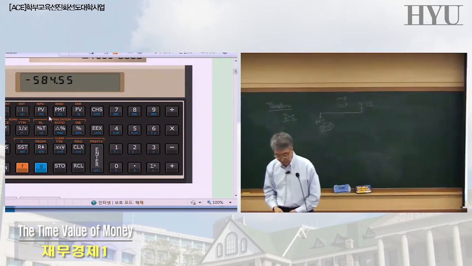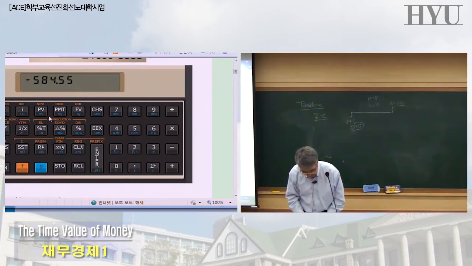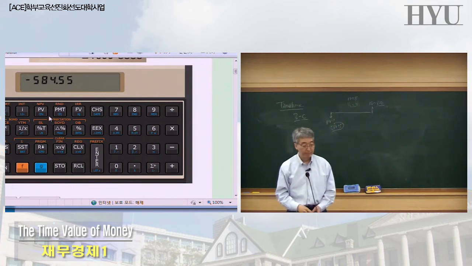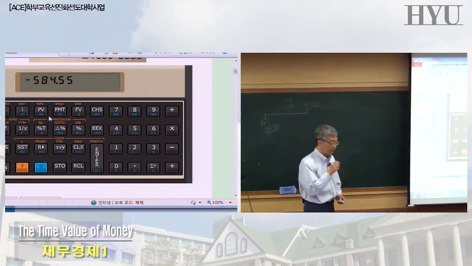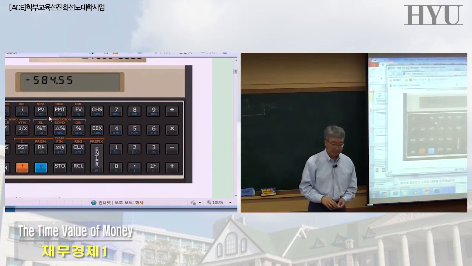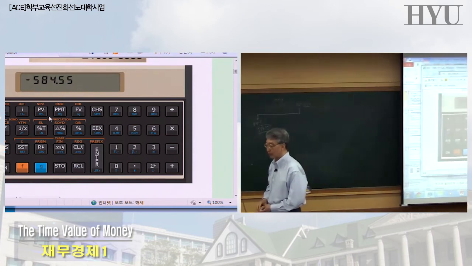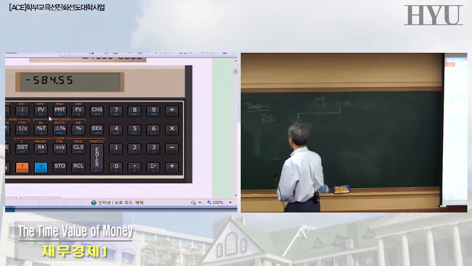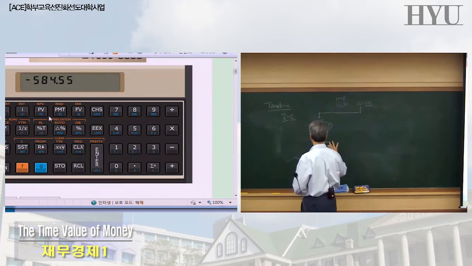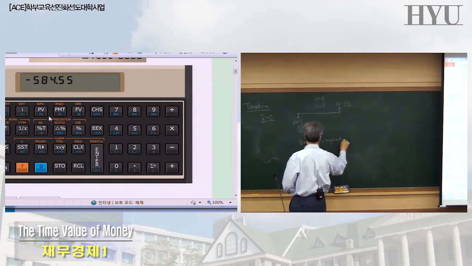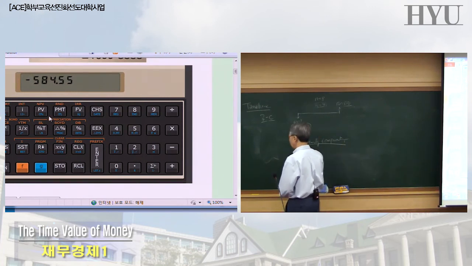The second question, B, says 8% discount. Okay, forget about that. The same thing, right? 20% discounted quarterly. So instead of annual interest, we are dealing with quarterly discount, quarterly compounding.